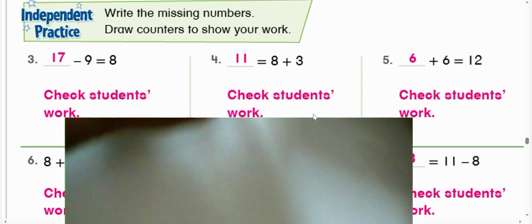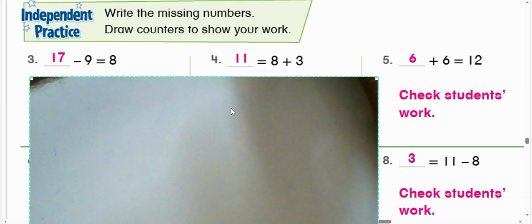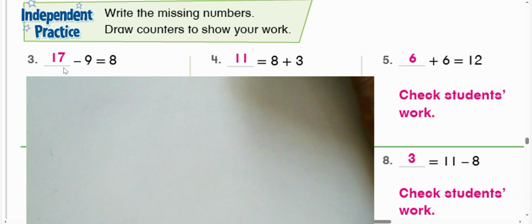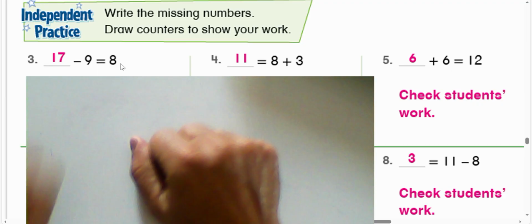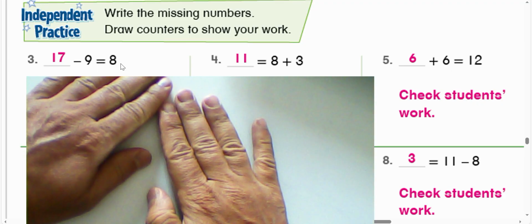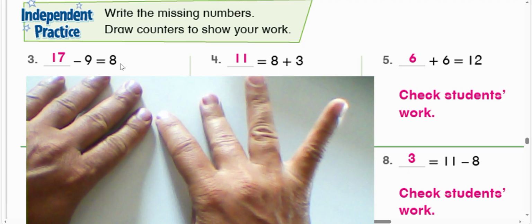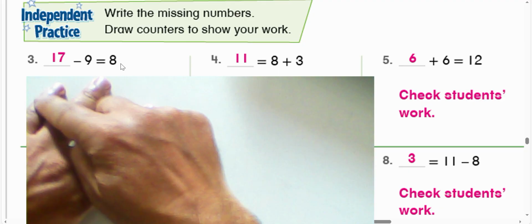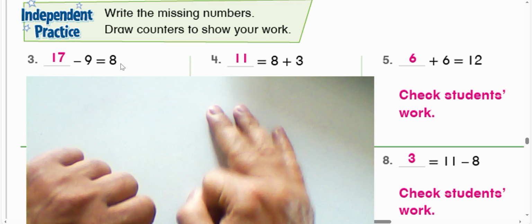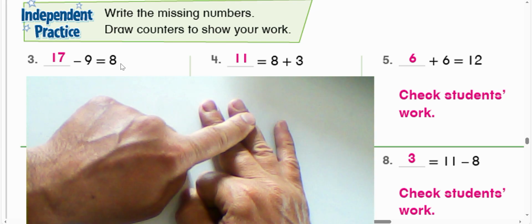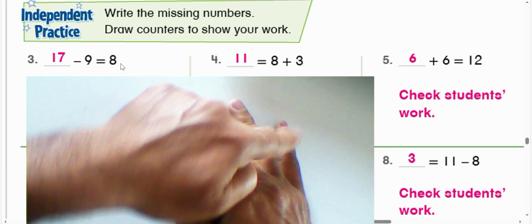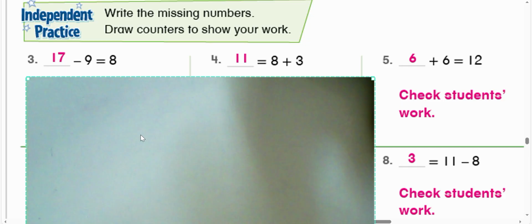Draw a conclusion to show your work. 17 minus what equals 8? What is the number here? 17 minus 9 equals 8. If you want to find the missing number, you must subtract the difference. Keep 9 in your head and 8 on your hand: after 9, 10, 11, 12, 13, 14, 15, 16, 17. And here 8 plus 3, after 8: 9, 10, 11. Then 8 plus 3 equals 11.